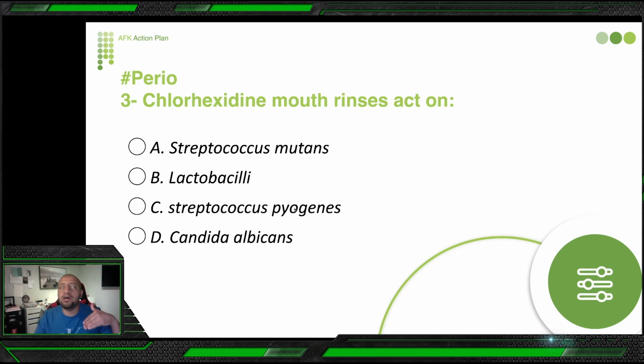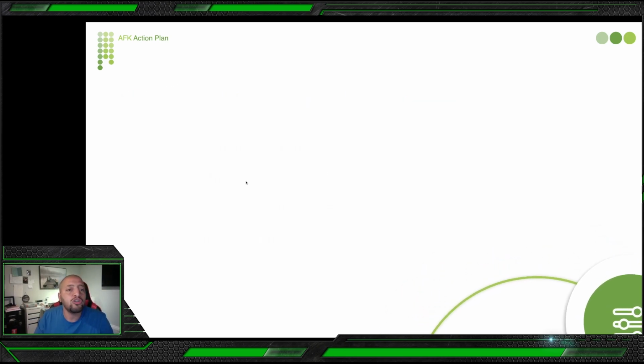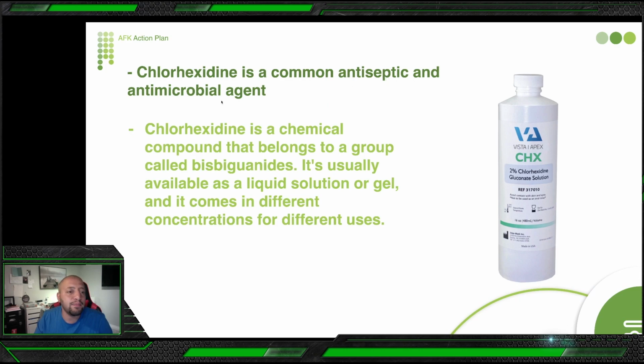Even without any knowledge about chlorhexidine, you would exclude Candida albicans because Candida albicans is fungal, so it's not worth thinking about. We're gonna speak about this. Before I give you the answer, let's speak more about chlorhexidine. So chlorhexidine is a common antiseptic and antimicrobial agent. It is a chemical compound that belongs to a group called bisbiguanides. It's usually available as a liquid solution or gel, and it comes in different concentrations and different uses.